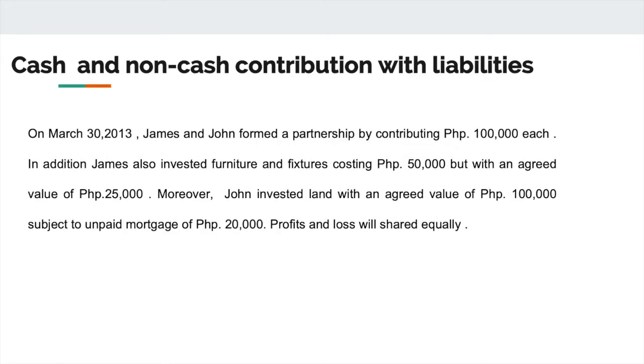Cash and non-cash contribution with liabilities. On March 30, James and John formed a partnership by contributing 100,000 each, and in addition, James also invested furniture and fixtures costing 50,000 but with an agreed value of 25,000. Moreover, John invested land with an agreed value of 100,000 subject to an unpaid mortgage of 20,000. Profits and loss will be shared equally.